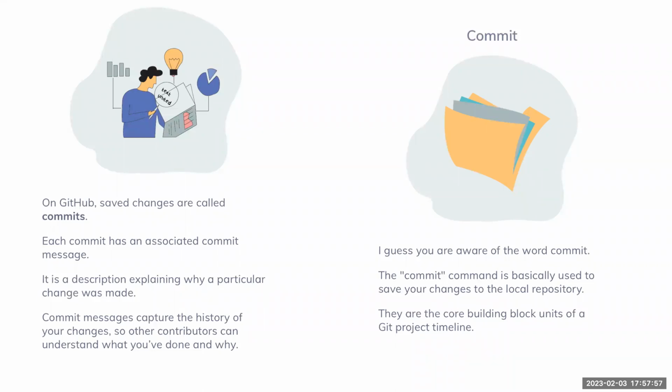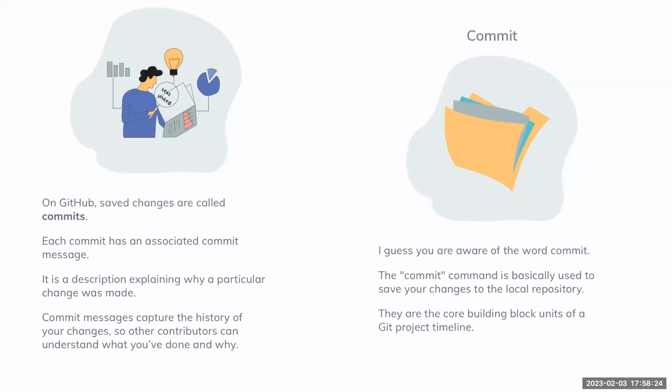Each commit has an associated commit message so that you can easily identify why we have committed this and what changes have been made. The commit messages capture the history of your changes so other contributors can understand what you have done and why you have done it.